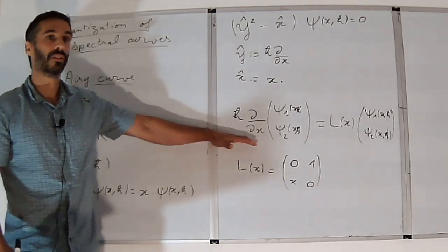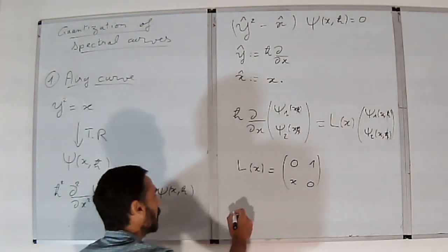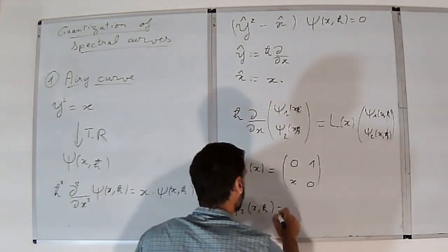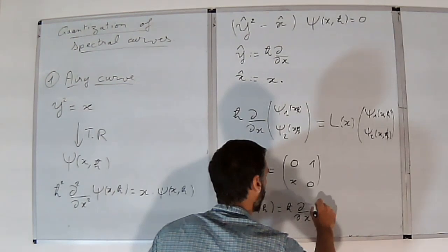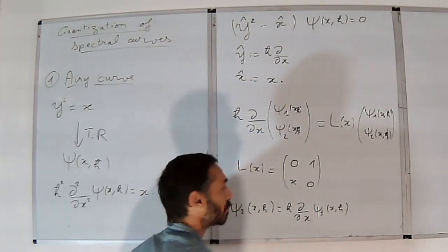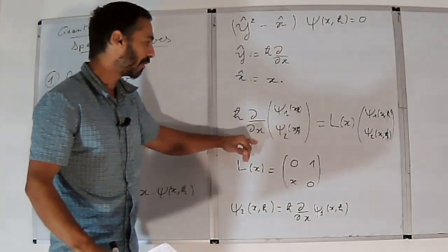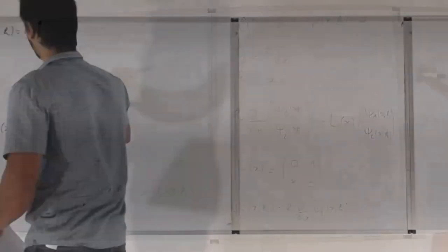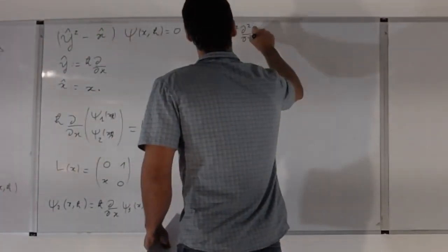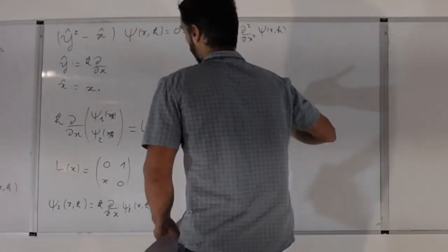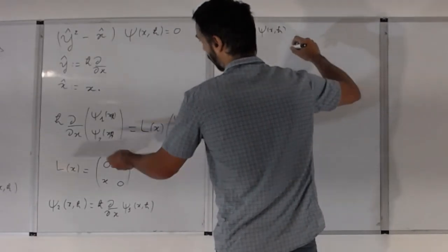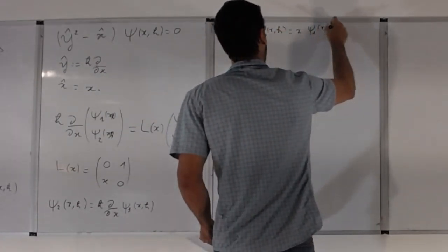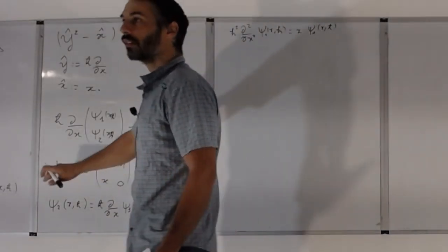So if you look at this differential equation, the first line just tells you that psi 2 of x, h bar is equal to h bar d over dx of psi 1 of x, h bar. And the second line of this equation tells you that h bar d over dx psi 2 is equal to x times psi 1. So it means that psi 1 is solution to this equation. So that's why I'm saying that here I've got a linear representation of my differential equation. And just to make the link with the name spectral curve.